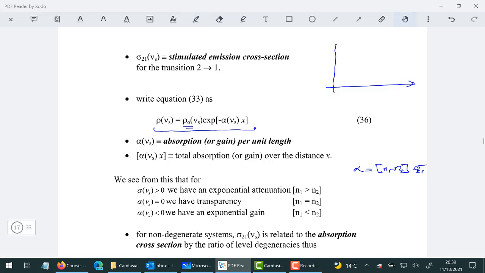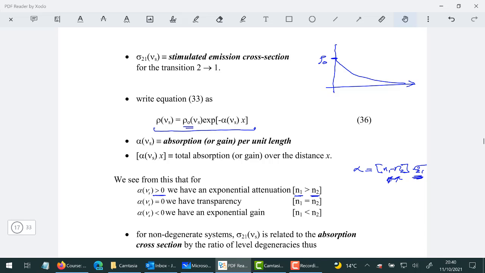If alpha is positive, then, since sigma is an area, that's always going to be positive. You can't have minus 5 square meters or something like that. It doesn't make sense. So if alpha is positive, it's because n1 is bigger than n2. What does that mean? It means that we have this negative alpha times x. So if we start off with rho naught, then if n1 is bigger than n2, in other words, if we've got more atoms in level 1 than in level 2, we're going to get absorption, lots of absorption, and we'll get a negative exponential.